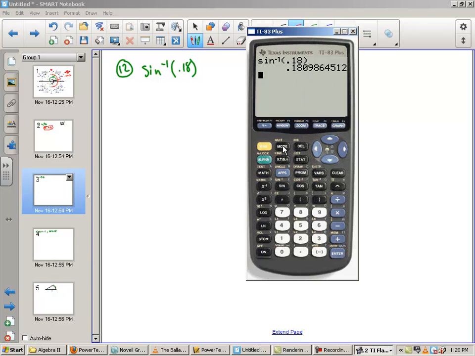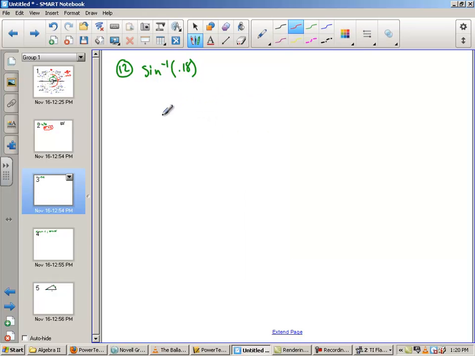0.181. Okay, but I want to know what is that. Is that radians or is that degrees? When I press mode, there it is, it's in radians. So I'm going to say it's 0.181 radians.